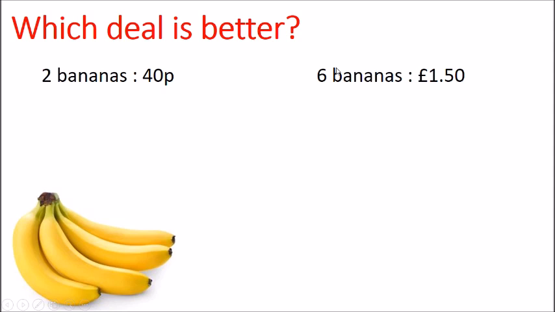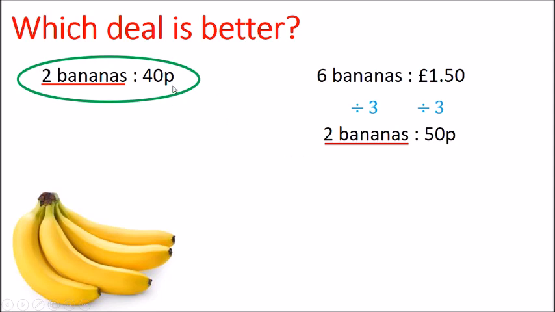2 goes into 6, right? So if I take these two quantities and divide them by 3, 6 divided by 3 gives me 2 bananas. This deal tells me that 2 bananas would cost me 50p, and this deal tells me that 2 bananas would cost me 40p. So because this quantity of bananas is now the same, I've got 2 bananas in each deal, I can compare them at this stage, which makes that first deal better. So you don't always have to go to one of the quantity. If you can go for say 2 or something like that, sometimes you can find a quicker way to do it.